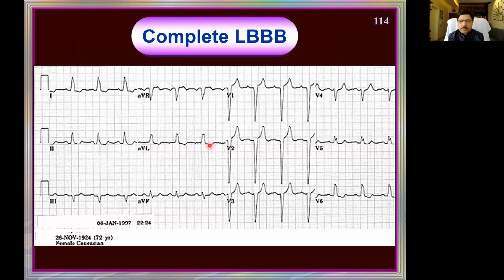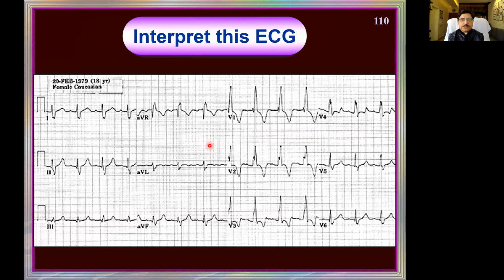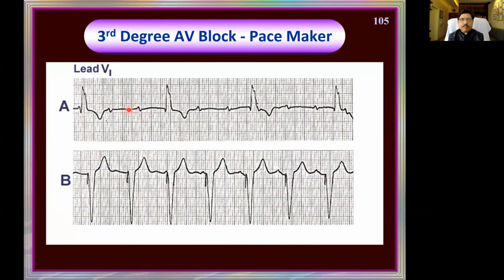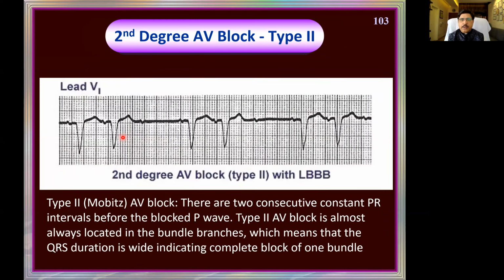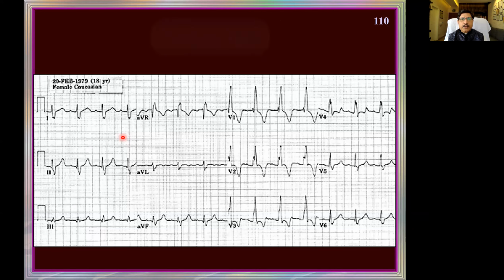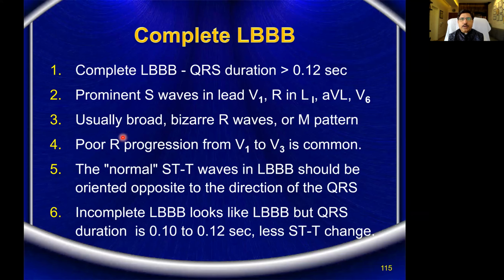You see here, this is the bundle. The return component here is slurred again. See, here there is no slurring of the return component. Here you can see a slurring of the return component. You can see very clearly in this case of left anterior fascicular block.